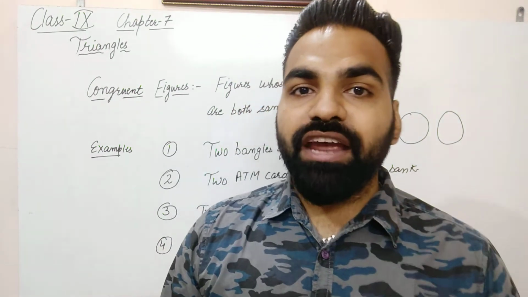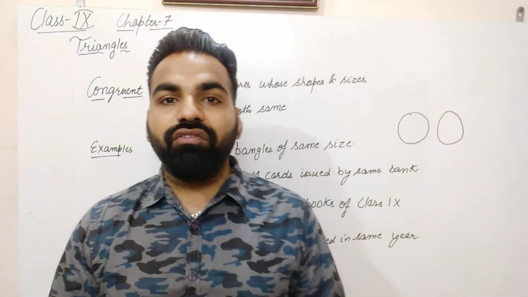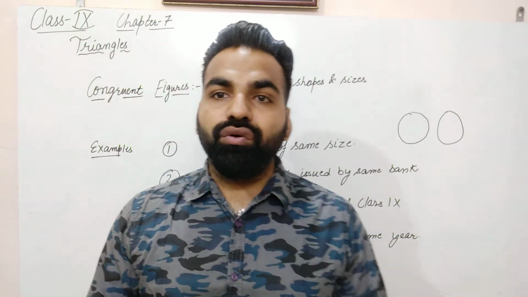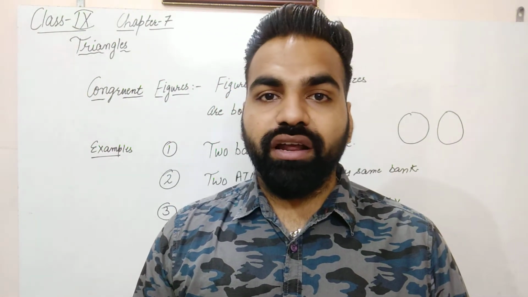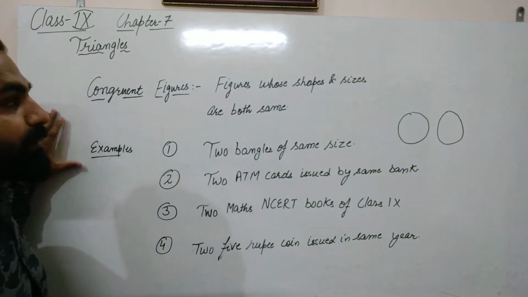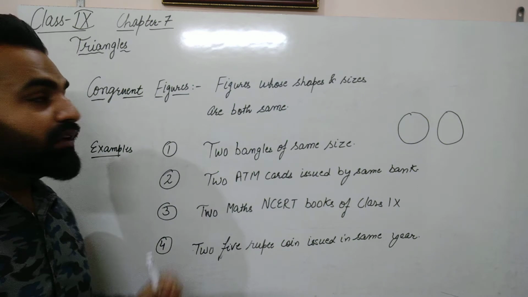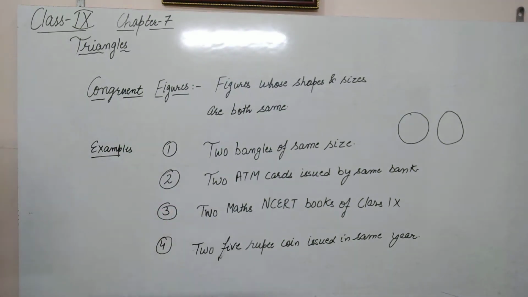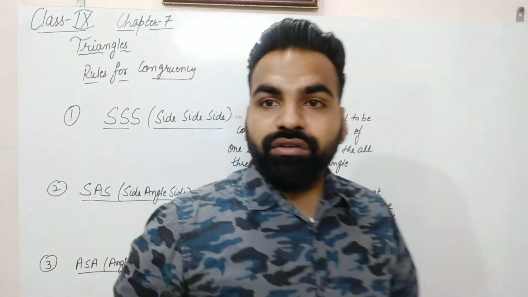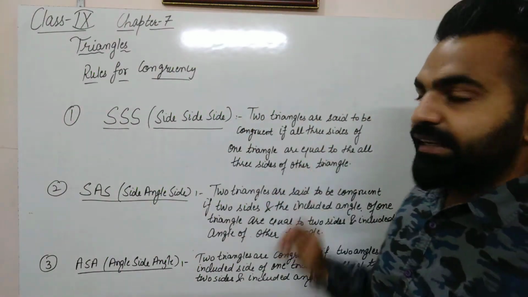In this chapter we have to study congruency of triangles. So we will discuss various rules on how to prove congruency in two triangles. So this was all about the meaning of congruency. Now we will study the rules to prove congruency in triangles.